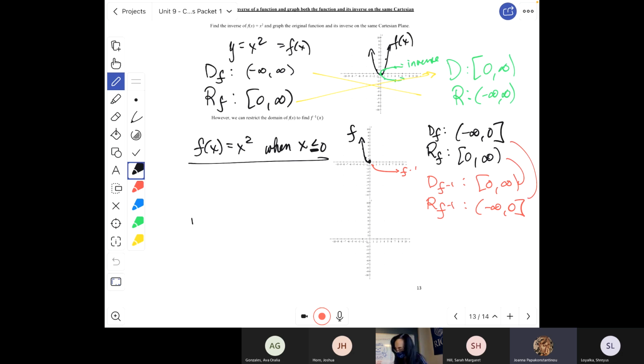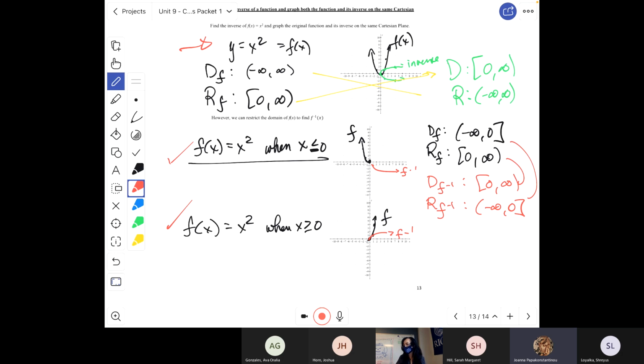Now, I could also restrict it in a different way. What if I only look at when x is greater than or equal to 0? Then I'm really only looking at this part. Is that one-to-one? Yes, it would be this, right? And we could do the same thing stating the domain and the range. So while each of these little restricted pieces are one-to-one, the original parent function is not. All right, that's all the new stuff.